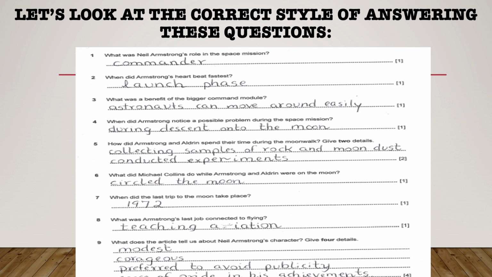For reference, let's look at question number 1. The answer is commander. It's a single word answer and it's perfectly acceptable for the examiner, and you will receive a mark of 1 for this answer. Remember, no cutting and no overwriting is allowed. If you are unsure of an answer, simply write it down in pencil and recheck it after completing the rest of the answers.